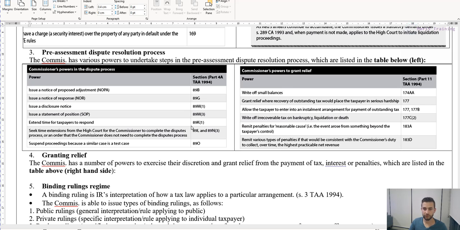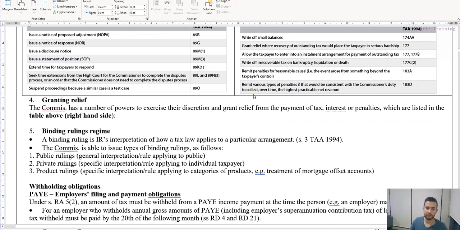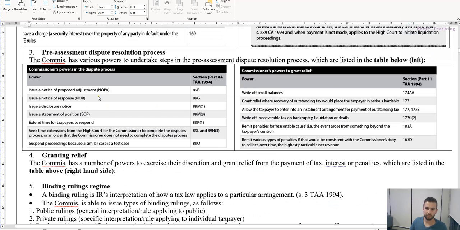They can remit penalties for reasonable cause, i.e. the event arose for something beyond the taxpayer's control. They can remit various types of penalties if that would be consistent with the Commissioner's duty to collect over time the highest practicable net revenue. So these are all powers that the Commissioner could potentially use to do good things, including reducing people's tax payables, whether that's due to hardship or just it being an immaterial amount.